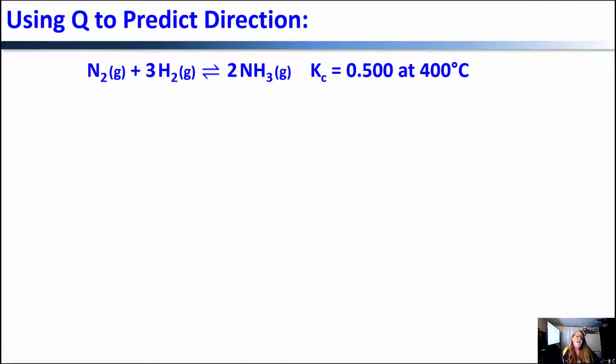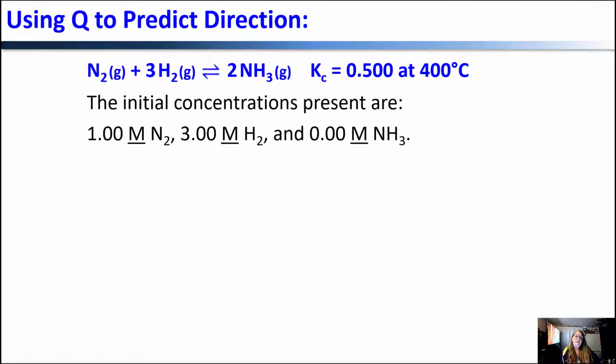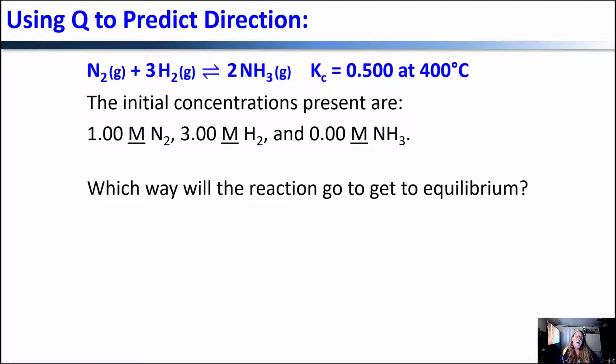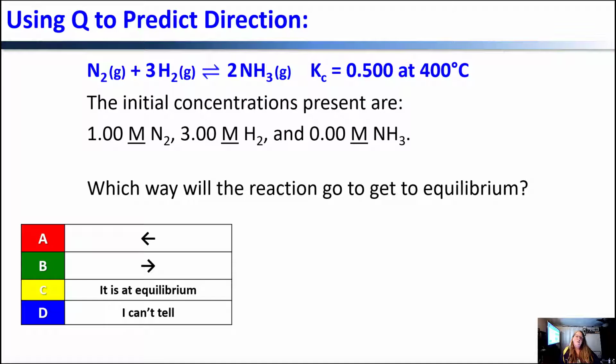So let's take a look at this. I have nitrogen gas and a hydrogen gas. We're going to make ammonia. We know what our Kc is. And you know what your molar concentrations are for each of these compounds. So which way will the reaction go to get to equilibrium if I know that I'm starting off with 0 ammonia? Is it going to go to the right, to the left? It's at equilibrium, or you can't tell.